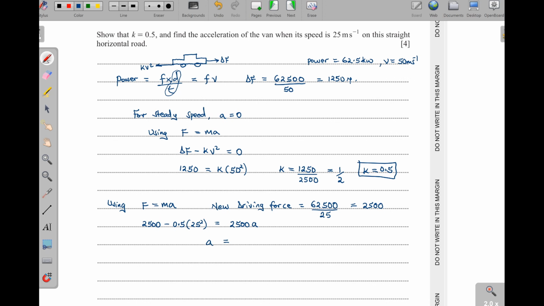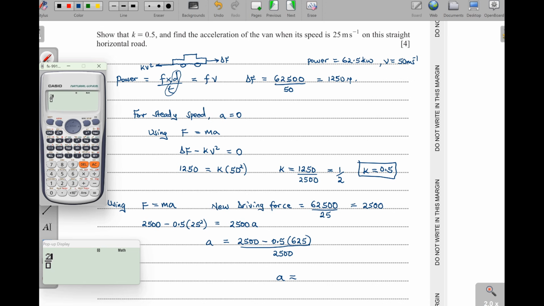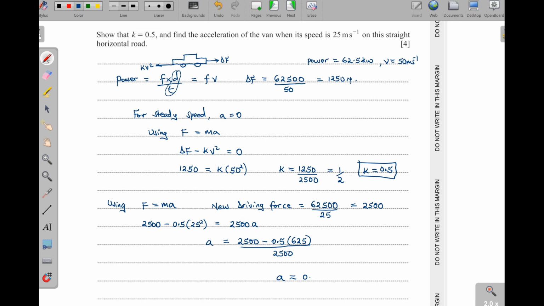So meaning a is going to be equal to 2500 minus 0.5 times 25 squared, which is the same as 625. Then we shall divide by 2500. That means our answer here is going to be equal to 2500 minus 0.5 times 625, then down here we have 2500. The answer becomes 7 over 8, which is 0.875 meters per second squared.